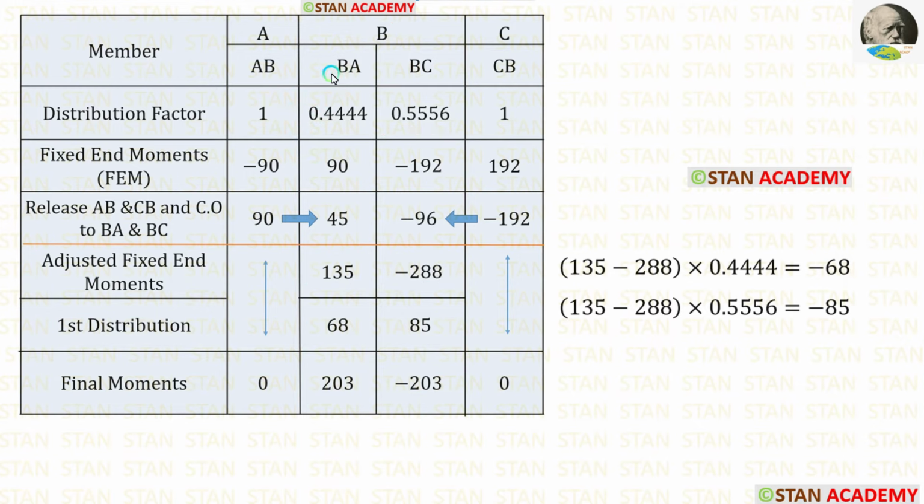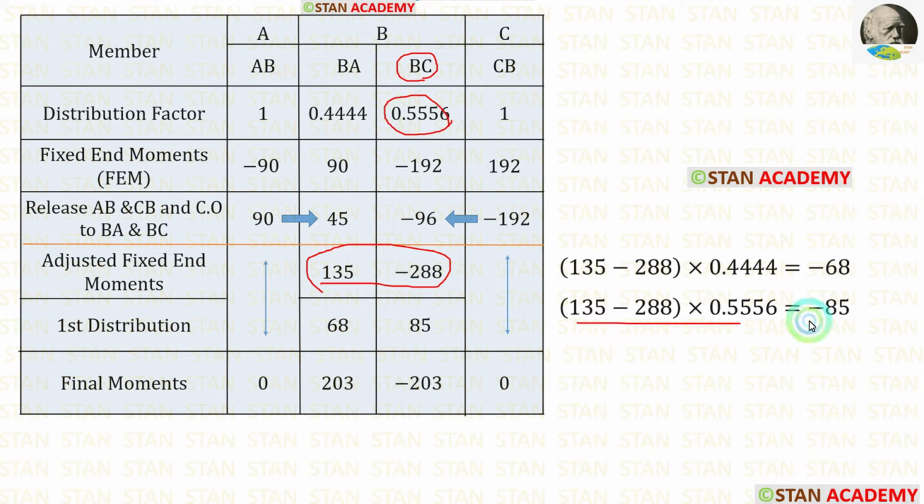First, let us make the distribution for BA. For that, we have to add these two values and multiply with the distribution factor for BA. When we do that, we are getting negative value. If we get a negative value, we have to enter inside the table as positive. And if we get a positive value, we have to enter inside the table as negative. Now we have got a negative value. So we are entering inside the table as positive. Now let's make the distribution for BC. For that we have to add these two values and then multiply with the distribution factor at BC.